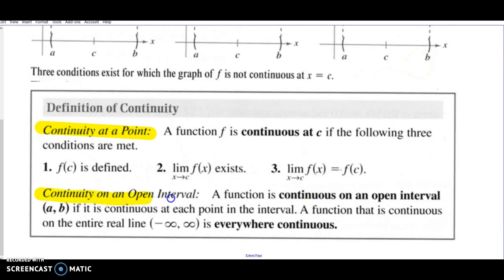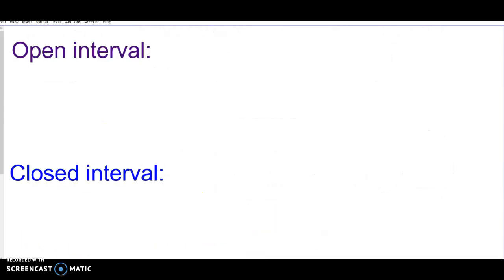We also can define continuity on an open interval. A function is continuous on an open interval, a to b, if it is continuous at each point in the interval. A function that is continuous on the entire real line, so negative infinity to infinity, is continuous everywhere. Let's talk about what it means to be an open and closed interval, because you're going to hear that a lot, and it's important for us to know. So open interval, remember, just means we don't include the endpoints, so a to b.